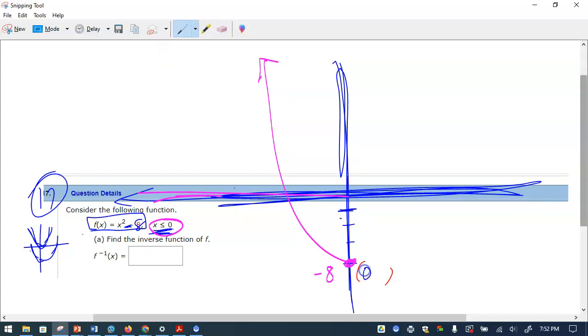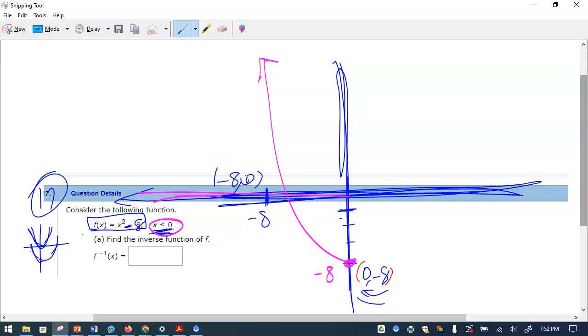So sorry, this was 0 comma minus 8. I was making a mistake. Now I have to swap this. So when you swap this, the inverse function has to have minus 8. So where is minus 8? So maybe here. So this is going to be minus 8. So that point will be minus 8 comma 0.